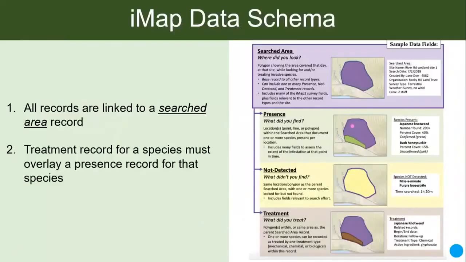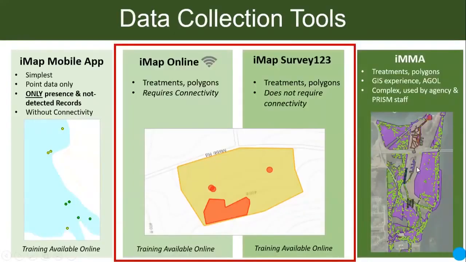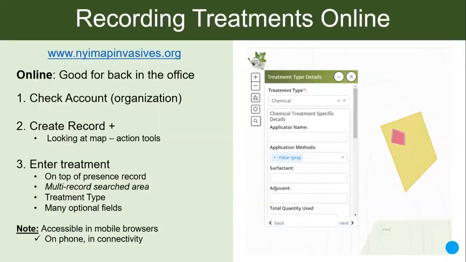All types of records are linked to a searched area record, and a treatment record must overlay a presence record for that species. Now that you have a general understanding of reporting data, we will go more in depth on how to report treatments using iMap Online and Survey123.